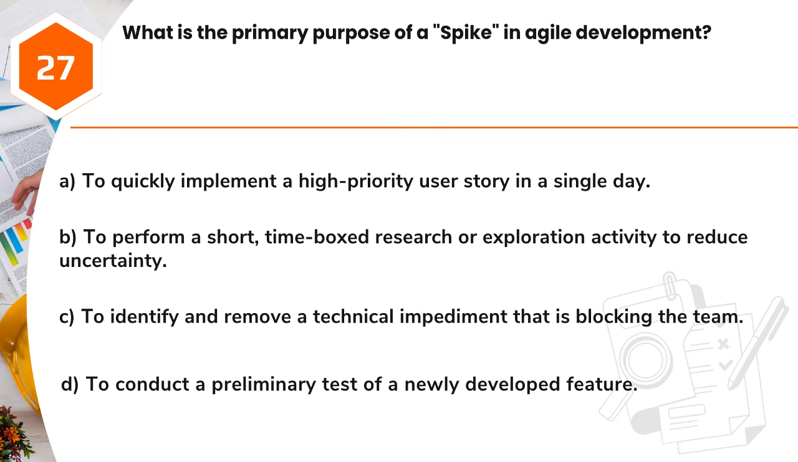Question 27. What is the primary purpose of a spike in Agile development? A. To quickly implement a high-priority user story in a single day. B. To perform a short, time-boxed research or exploration activity to reduce uncertainty. C. To identify and remove a technical impediment that is blocking the team. D. To conduct a preliminary test of a newly developed feature.